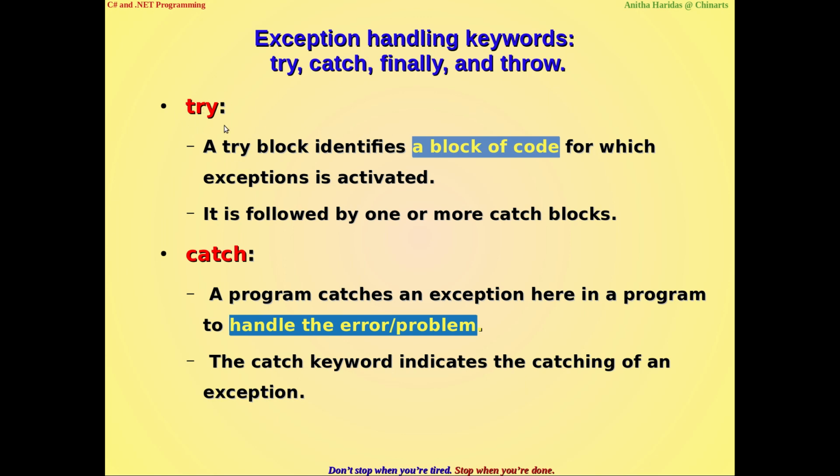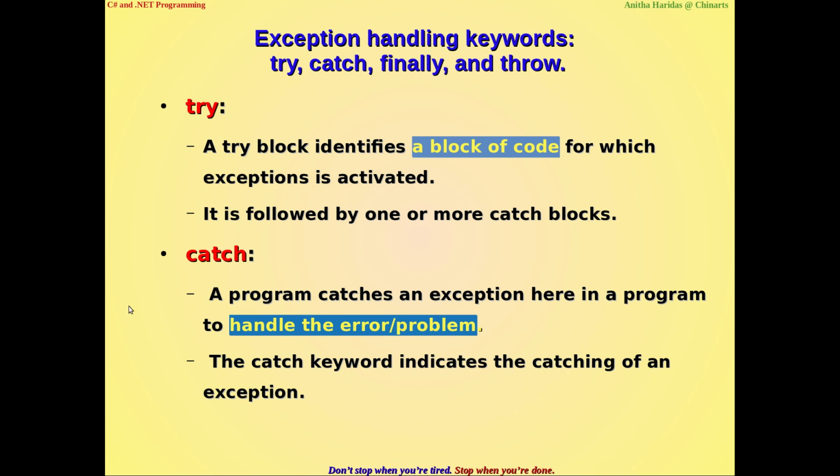A try is generally used to specify a try block. The try block identifies a block of code for which an exception is activated. It is followed by one or more catch blocks. So try is a block where you are expecting a runtime error. That block is called a try block. You specify a block of code as a try block so that in this particular block an exception may be raised.